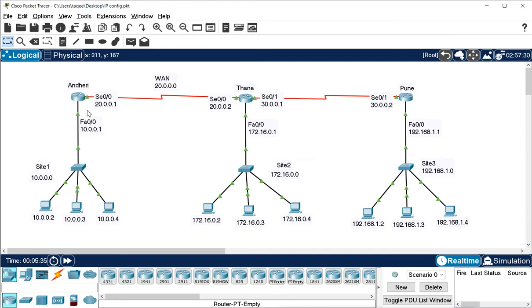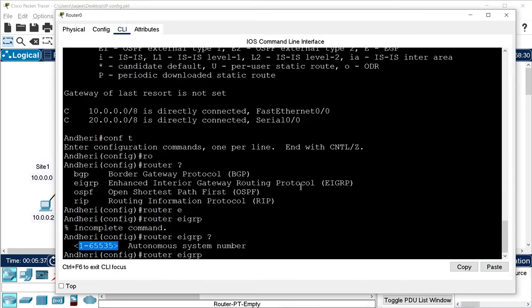This autonomous system number is actually given by the ISP. They will give the number so that they will not give that number to any other company or organization. So they give a unique autonomous number for your organization. Whatever number you have got from the ISP, you have to give it here, and on all the routers you configure with EIGRP, you have to mention this autonomous number.